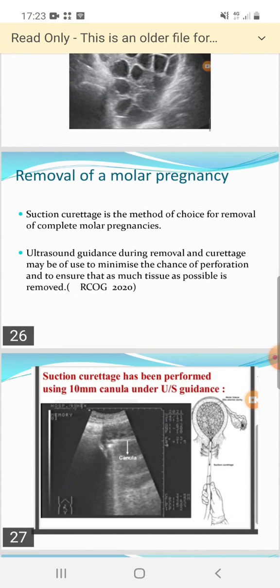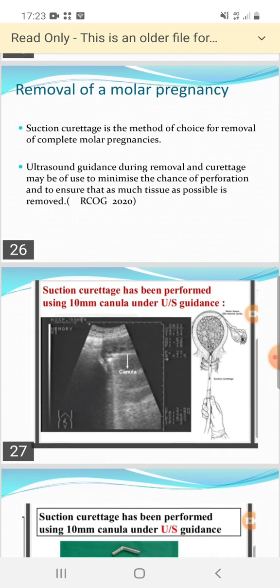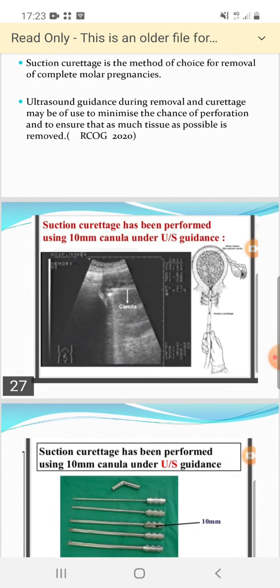Now, the management, removal of molar pregnancy. Suction curettage is the method of choice for removal of complete molar pregnancy. Before it was suction evacuation, but now we can do gentle curettage also. Ultrasound guidance during the removal and the curettage may be used to minimize the chance of perforation and to ensure that as much tissue as possible is removed. This is according to the RCOG guideline that if ultrasound is available, it should preferably be used because it will reduce the chance of perforation and you can remove more of the tissue.